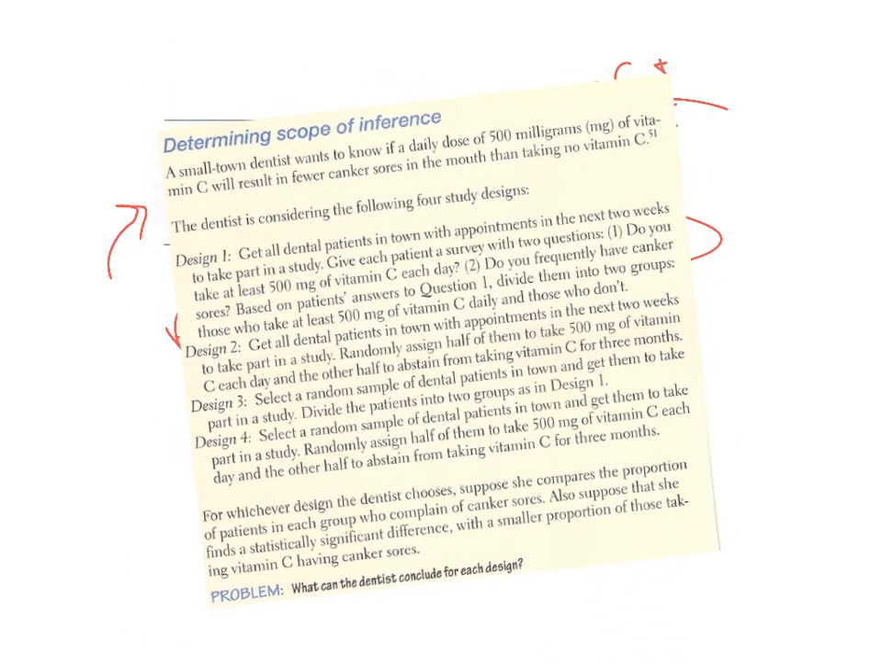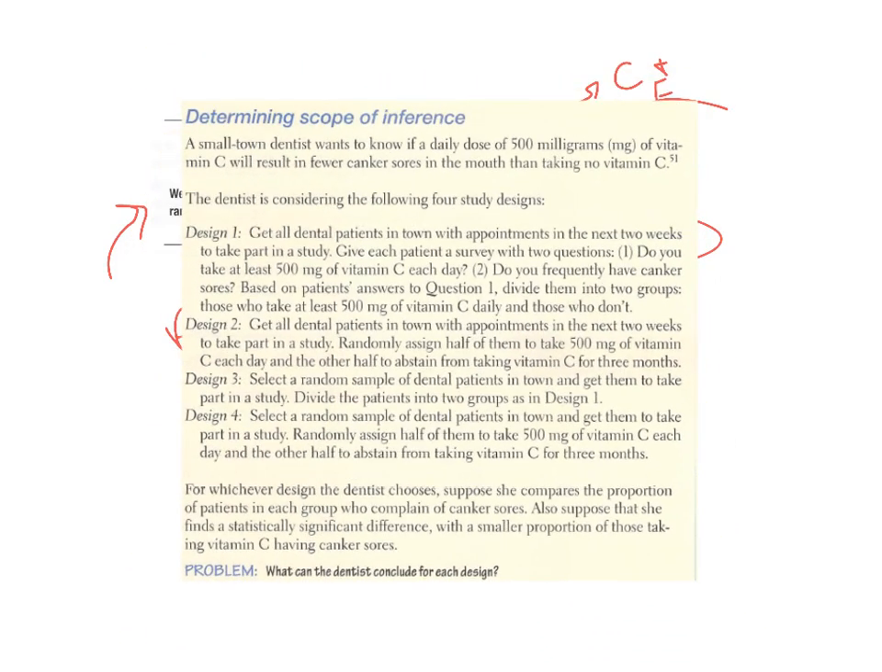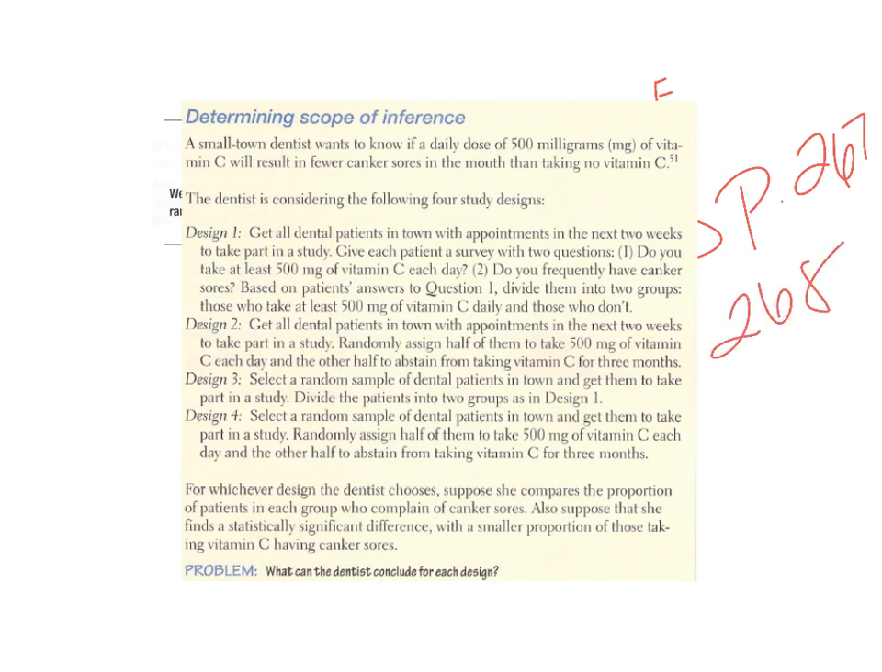Okay, this one, again, following along in your book, starts on page 267 and carries over to page 268. So, page 267 and 268. What we have here is a dentist, and he's trying to determine if a daily dose of 500 milligrams of vitamin C will result in fewer canker sores in the mouth than taking no vitamin C at all. Okay, and so he's got 4 possible studies for his design there. And the problem there is, what can the dentist conclude for each design? So let's take a look at each one.